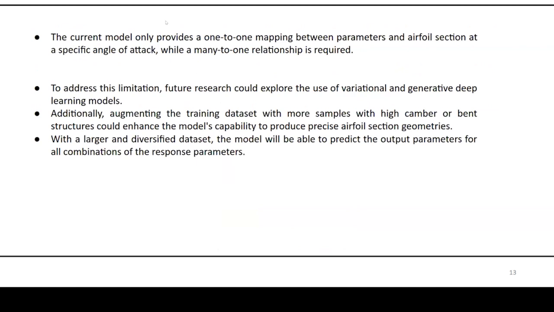So what are the limitations of our current research? Currently, our model only produces a one-to-one mapping, i.e. for a single set of design parameters, only a single airfoil with a specific angle of attack is generated. To address this limitation in future studies, we can use variational and generative deep learning models, which will produce multiple outputs for a single given design parameter. Additionally, we can augment our training dataset with many more samples with high camber so that our accuracy increases there as well.